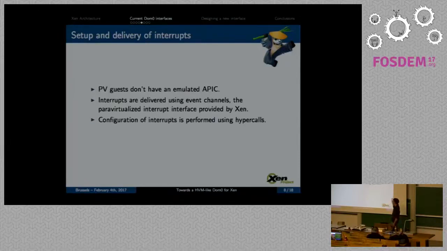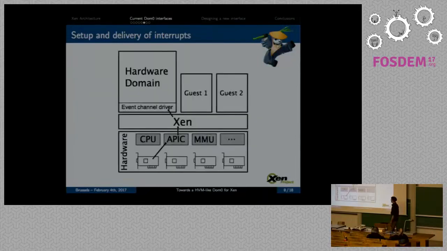And finally, as we don't have any emulated PCI configuration space on PV guests, we also have to set up interrupts using hypercalls, which means that this whole interface is very different from native, and it's not a trivial amount of code. So here I have the picture of an interrupt injection to a PV guest. You have your physical device. This injects an interrupt into the APIC, the physical APIC, which is controlled by Xen. Xen receives this interrupt and injects it into the guest using the event channels, and the guest finally receives the interrupt.